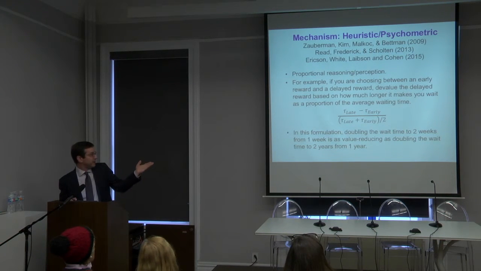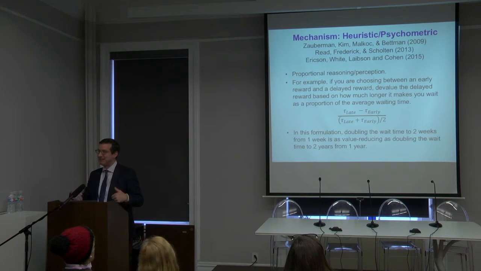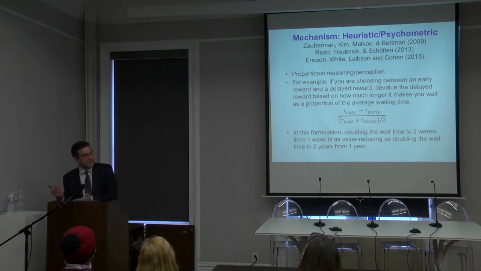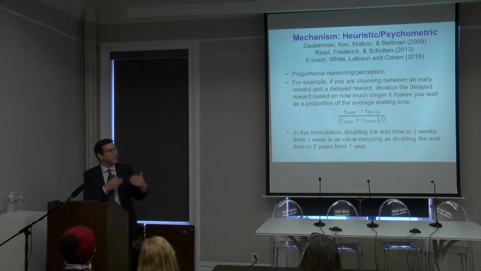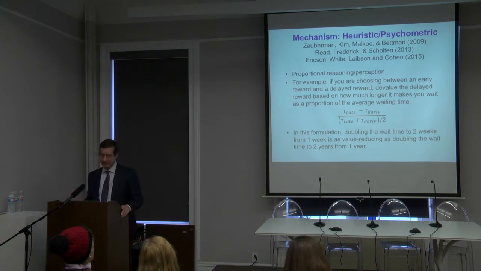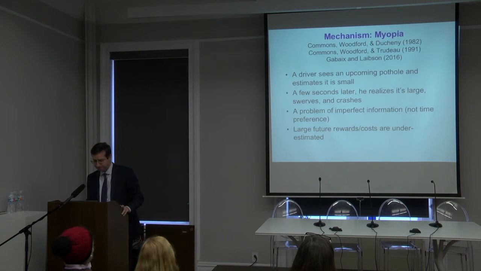Now, in this formulation, doubling the wait time to 2 weeks from 1 week is as value reducing as doubling the wait time to 2 years from 1 year. And hence, you won't be an exponential discounter, you'll be a kind of hyperbolic or present bias discounter in this proportional reasoning world. Another mechanism that I think is legitimately driving a lot of the data that we see in the human experiments, and probably too in the animal model.